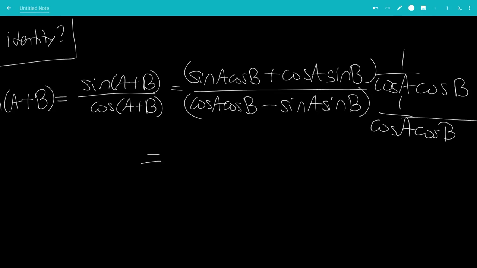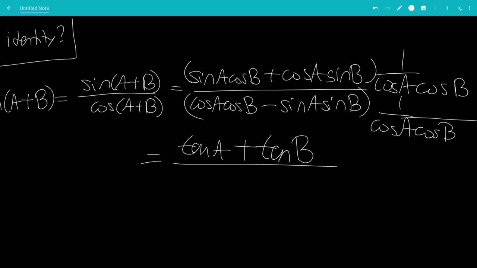So this will be sine A over cosine A, which is tangent A, and cosine B over cosine B is just 1. Then plus cosine A over cosine A will cancel, sine B over cosine B will be tangent B, all over 1 minus sine A over cosine A, which is tangent A, and then sine B over cosine B, which is tangent B.